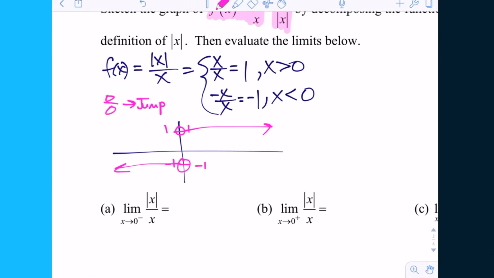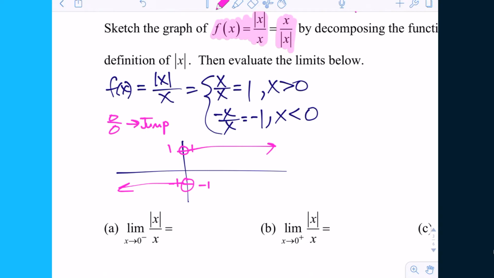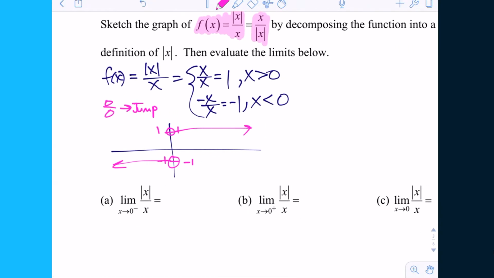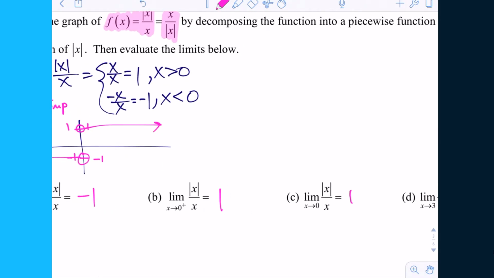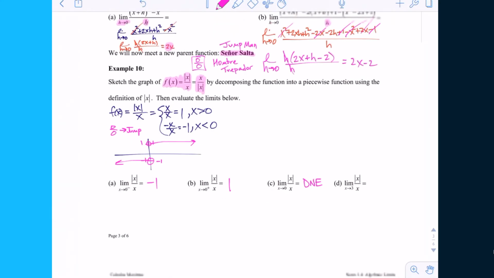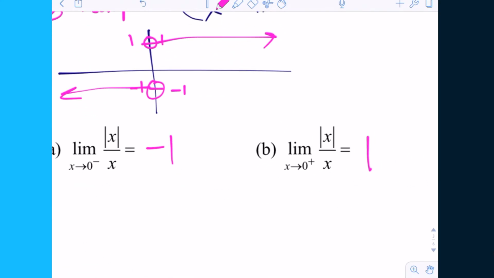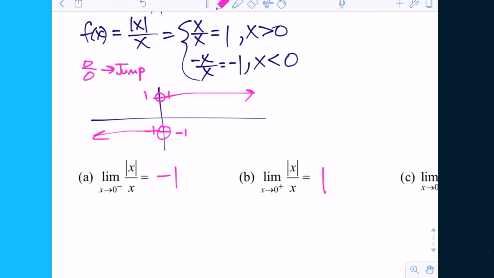Now, what's important then is how are we going to evaluate limits at 0? Well, let's take a look then. What would the limit from the left of 0 be? It's negative 1. It's negative 1 everywhere. What's the limit from the right of 0? Positive 1. And what's the general limit at 0? It's got to be DNE. Good. So is there a way to figure that out if we didn't know what the graph looked like?